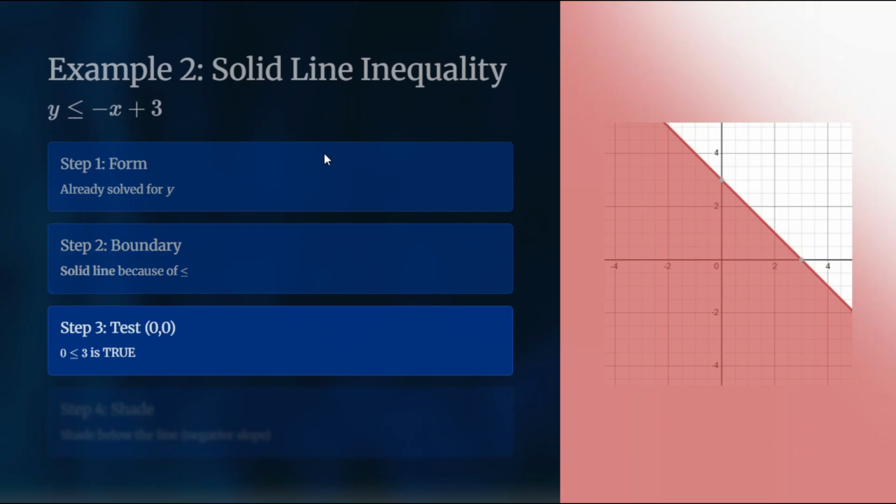So then we'll want to use a test point. Let's say once again we use the point 0, 0. When y equals 0, is that less than or equal to -0 plus 3? Yes, 0 is less than 3, so that is true. So this is the region that will be shaded, the region that contains our test point 0, 0.